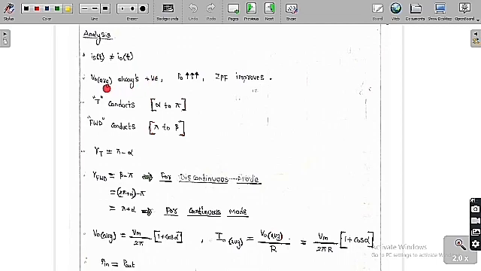And here V0 average is always positive. Because if V0 wants to be negative, then definitely the freewheeling diode is going to conduct. So because of that, the output voltage will be 0 in the negative region. The output voltage cannot be negative, because if it wants to be negative, then the freewheeling diode is going to conduct. So V0 will never be negative. So V0 average is always positive.